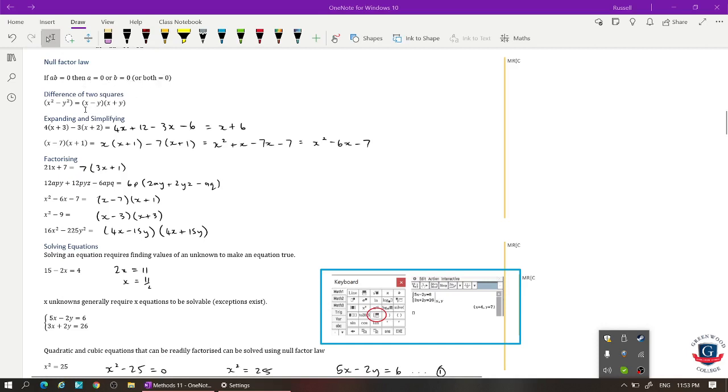The difference of two squares property. If we have two expressions, or two terms in this case, x squared take y squared, that will always expand to (x take y)(x plus y).